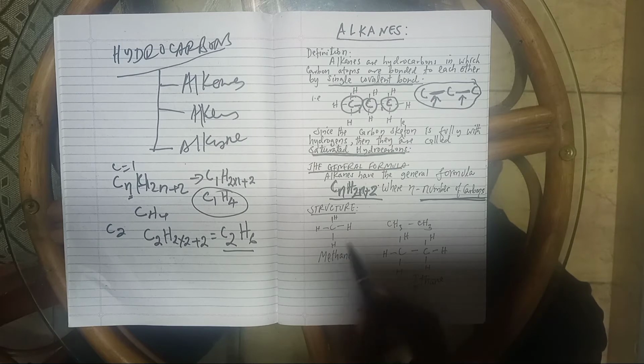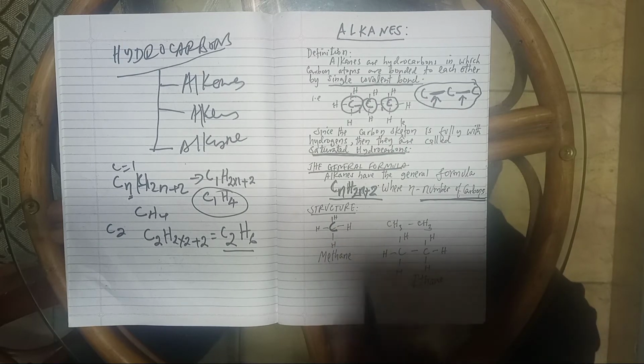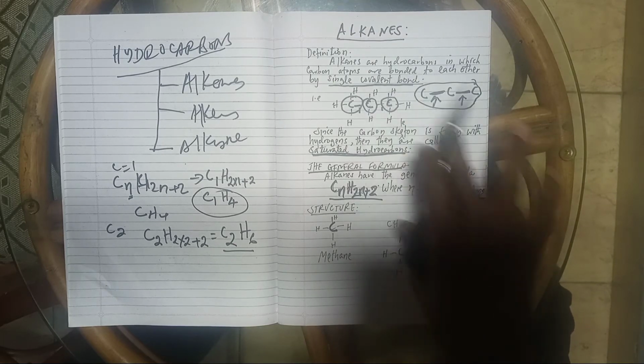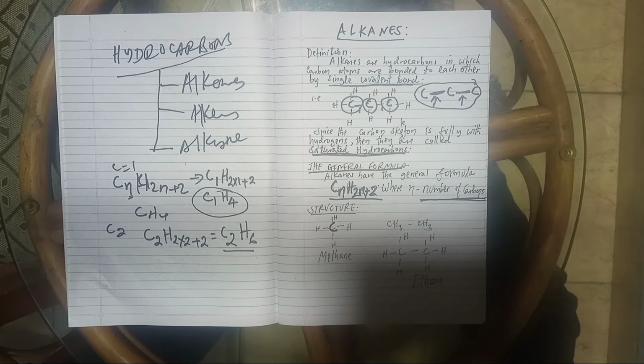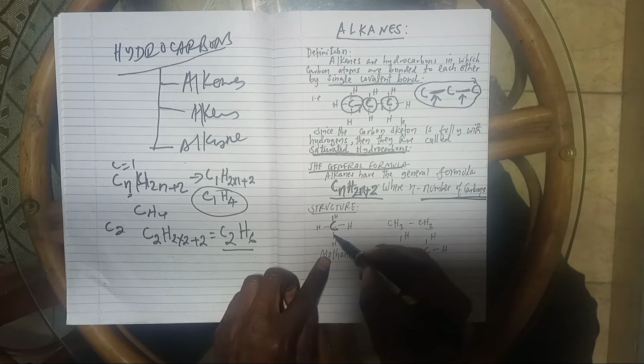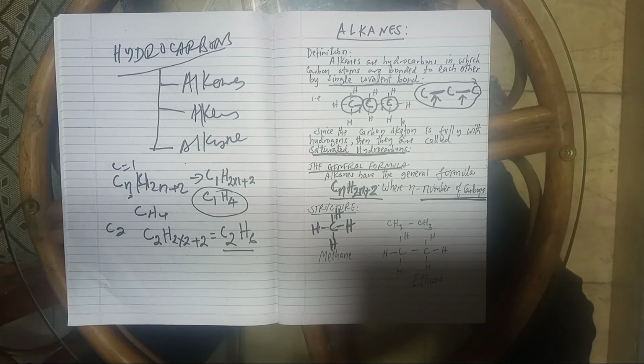Kwa ukiangalia structure, if this is a carbon now, it must, kwa sababu carbon ni tetravalent element. Kwa maana hiyo, na hii tunaongelea hydrocarbons. Kama tunazungumzia hydrocarbons na carbon ni tetravalent element, kwa lazima izungukwe na hydrogen 4.